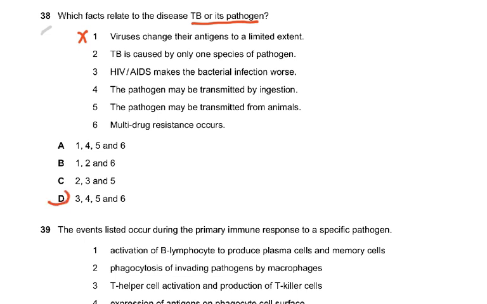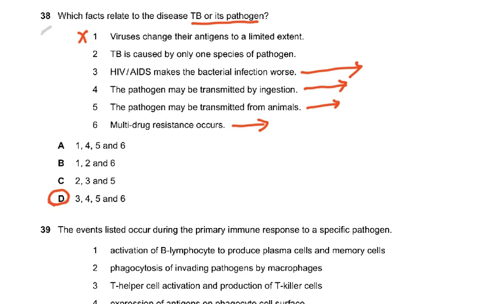Now the answer is D, but why is the answer D? Let's look at it. Yes, the immune system weakens, so 3 is correct. The pathogen may be transmitted by ingestion if you have raw, uncooked meat, because Mycobacterium bovis is found in cattle, so that can be transmitted. The pathogen may be transmitted from animals. Yes, animal meat. I'm not saying from animals directly, but animal meat, and multi-drug resistant forms do occur in it.